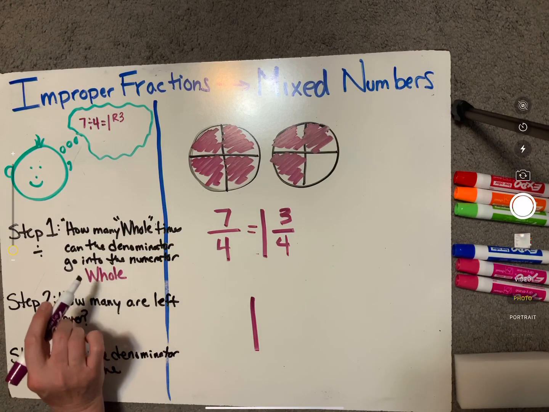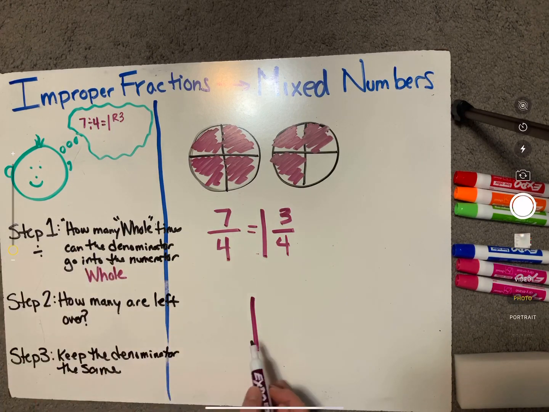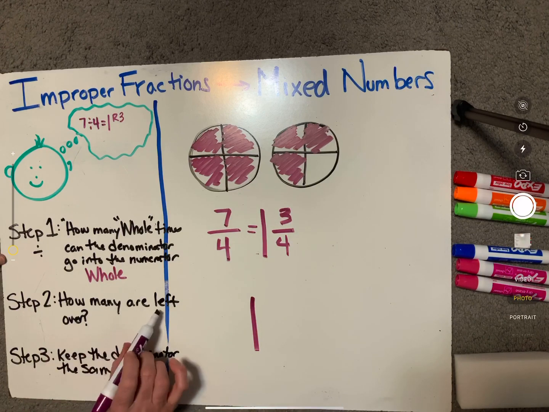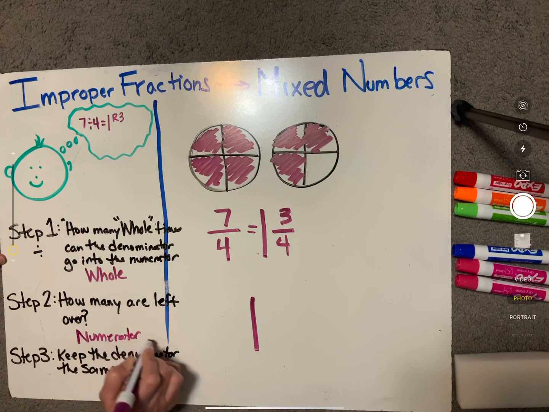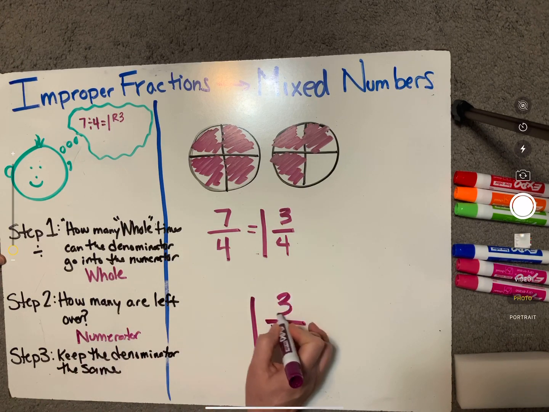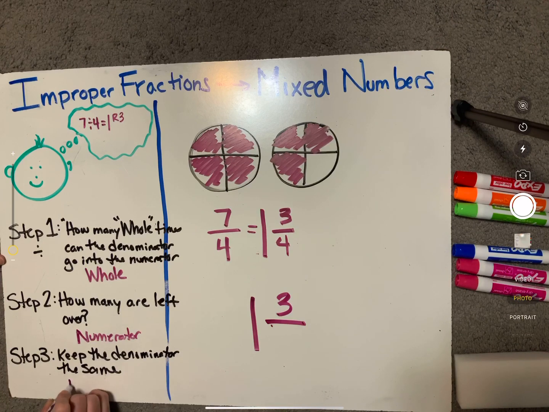So our whole number, so it goes in one whole time, so that's our whole number, and then how many are left over, that's our remainder. And so this is going to be our numerator over here. So there are 3 left over, and our denominator stays the same. And so I have 4.